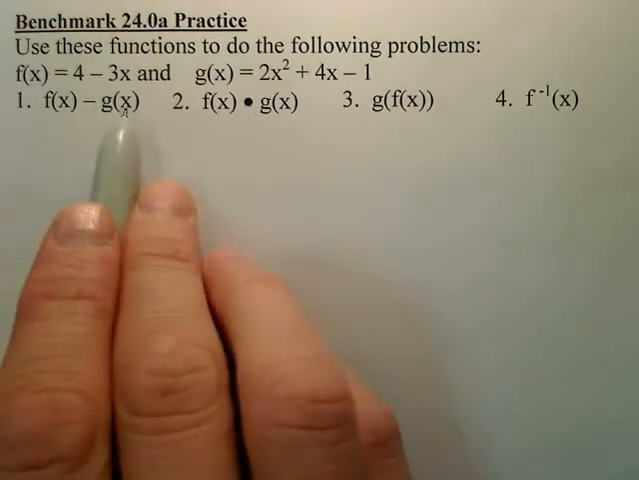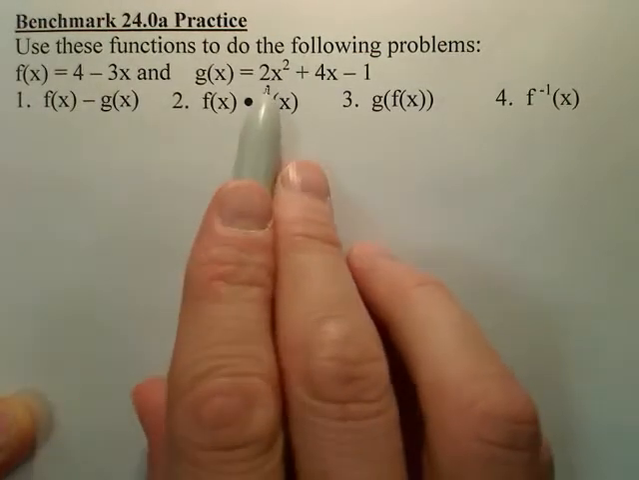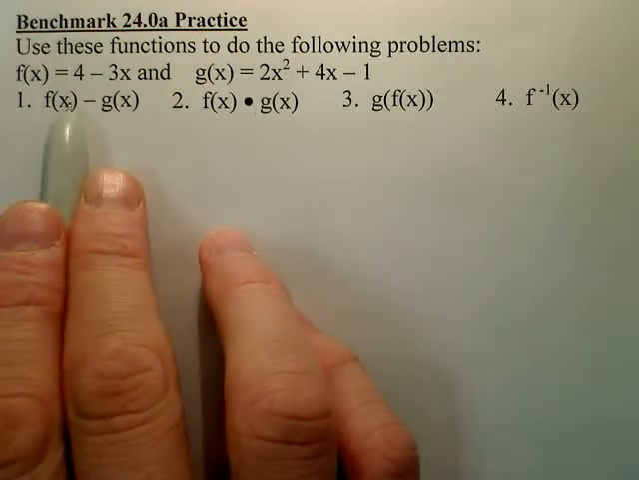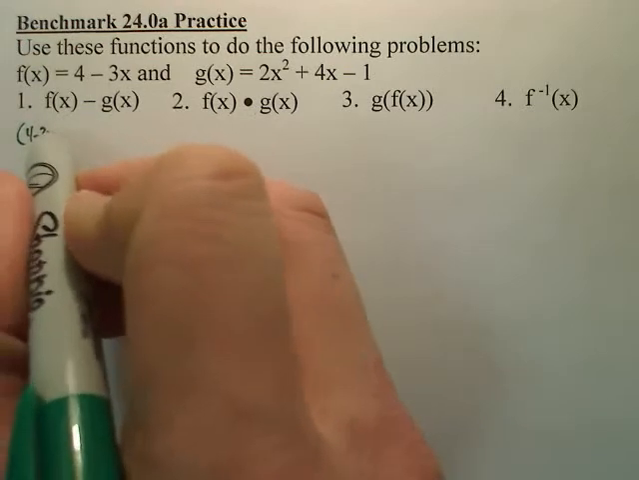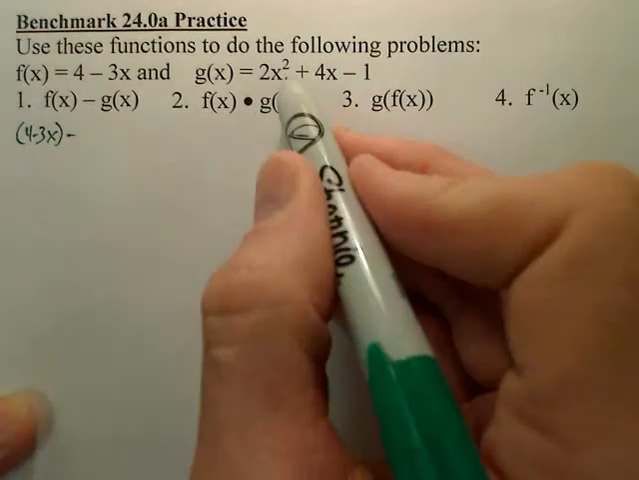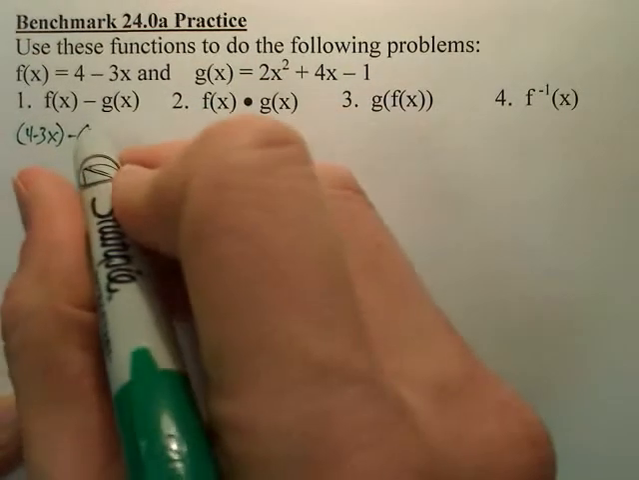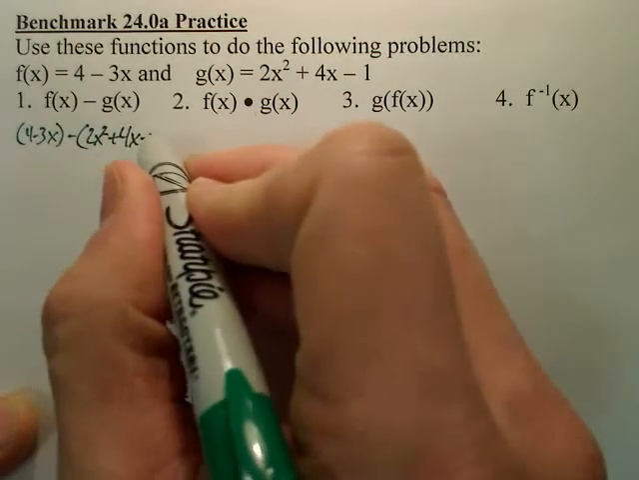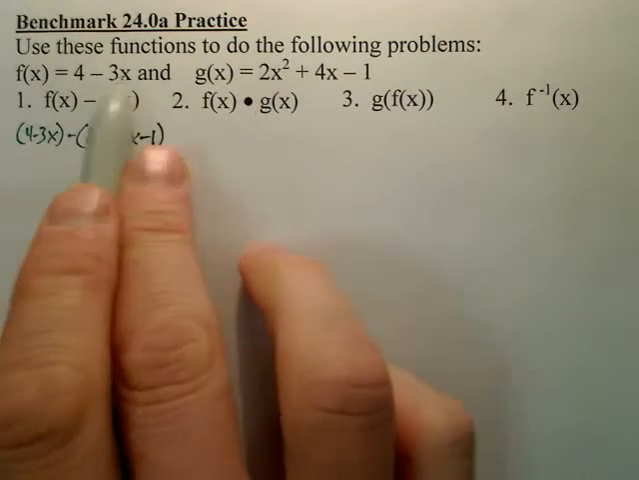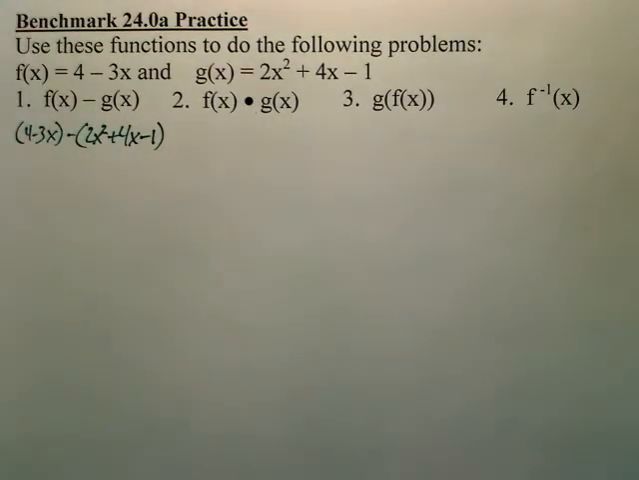f of x minus g of x. This is f, this is g. So if I'm doing f of x minus g of x, I take f, which is 4 minus 3x, and I'm going to subtract g, which is 2x squared plus 4x minus 1. So I took f of x minus g of x. And then you simply simplify it.